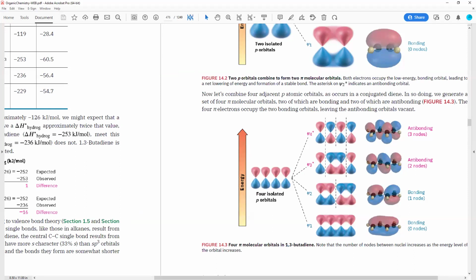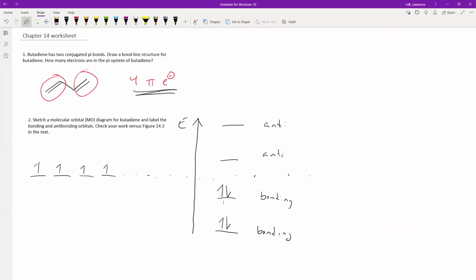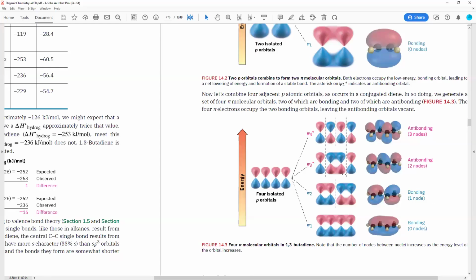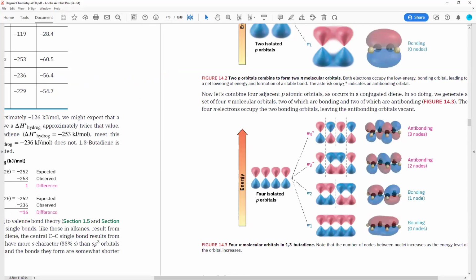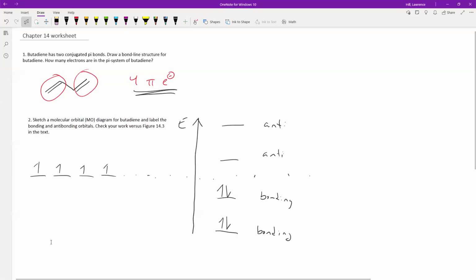So as you go up in energy, you're increasing the number of nodes. So we're bonding here, no bond here, bonding here. And that looks a lot like our representation of butadiene from our bond line formula. Pi bond here, no pi bond here, pi bond here. And then we have these anti-bonding orbitals, which we're not currently using because we only have 4 electrons. So this is one way to draw it if you want to show all the lobes. This is also an energy diagram for butadiene.